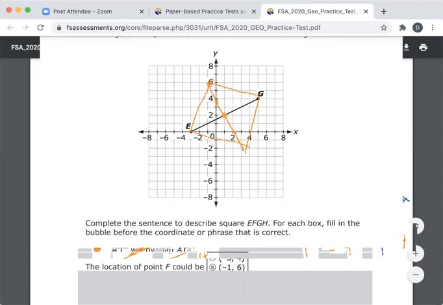Eyeballing it. So E, F, G, H. So this could be F and this could be H. So the location of point F could be, is it -1? I'm looking at the X values. It's definitely not C because -8 is way down here. So is it -3 or -1? Well, it's not -3 because that would be directly over E. So -1, 6. Oh, I did a good job of eyeballing it. Okay, so that is our point F.